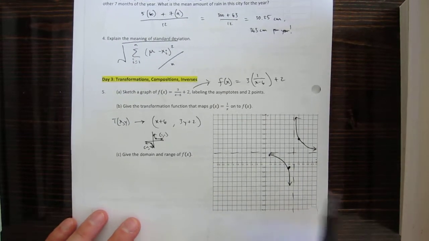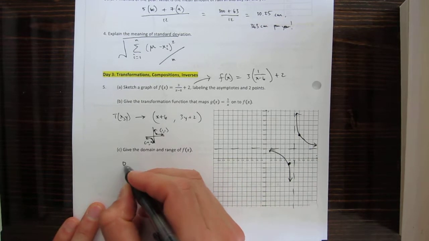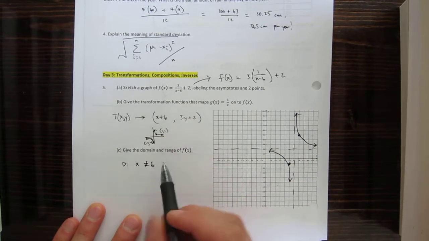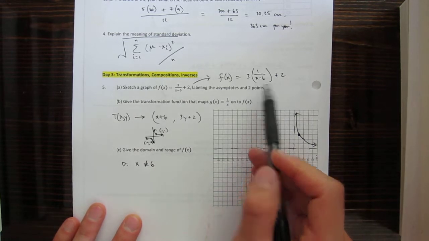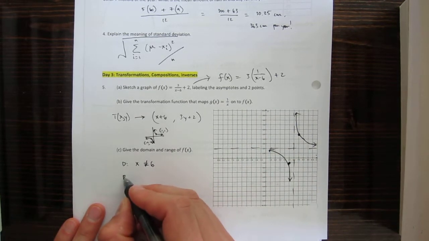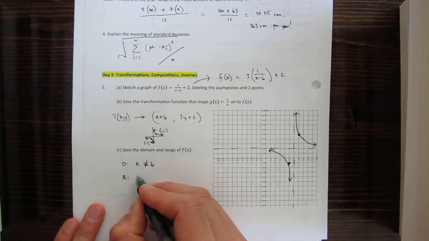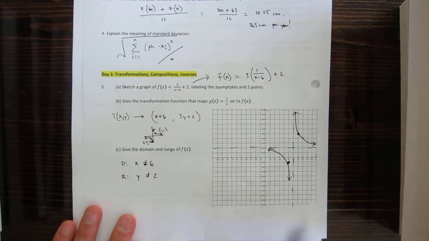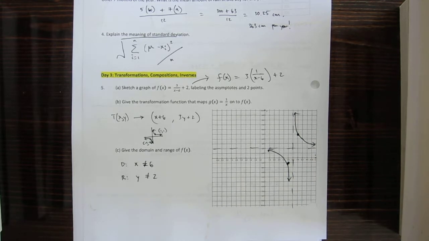Domain and range, well, that deals with the asymptote. So for the domain, the value of x that you cannot plug in is 6. Because 6 minus 6 is 0, we'd be dividing by 0, that's undefined. And the range should simply be y does not equal 2, because otherwise it equals everything else, it just doesn't cross 2. So that would be a sketch of 3 over x minus 6 plus 2.